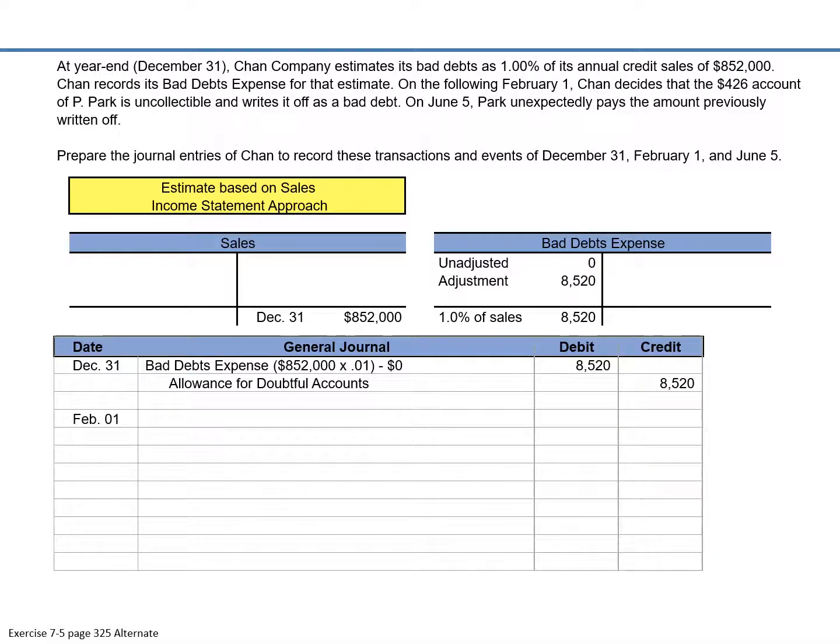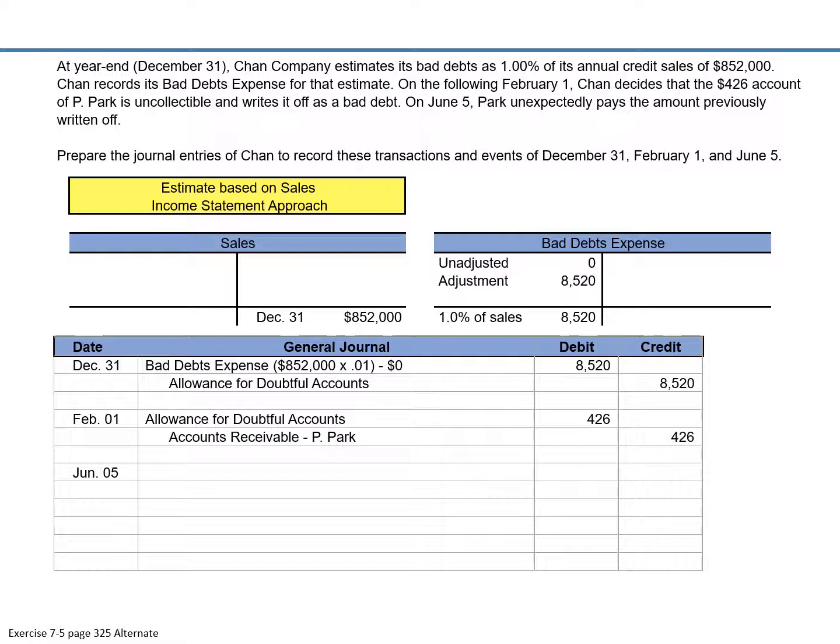Then on February 1st, they decide that a $426 account of P Park is uncollectible. We're going to write it off. We've already recorded our bad debt expense, estimated it. So all we're doing is reducing our allowance and reducing our accounts receivable account, right? So we're going to debit our allowance for doubtful accounts for $426, and we're going to credit accounts receivable for P Park, $426.